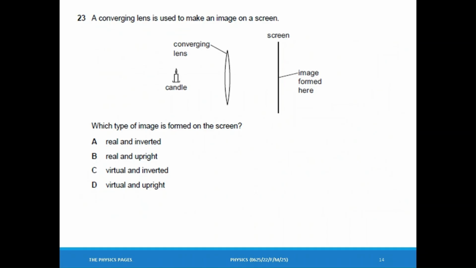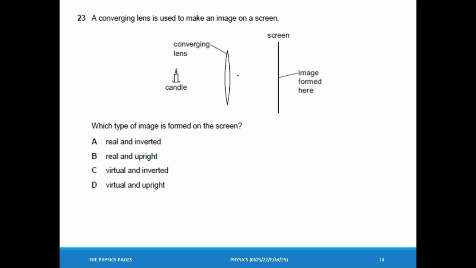A converging lens is a lens that converges all the radiation which falls on one point, that is the principal focus, and the image, except one condition, that is the magnifying glass condition. When the object is in between the principal focus and the lens, then the image will be virtual.